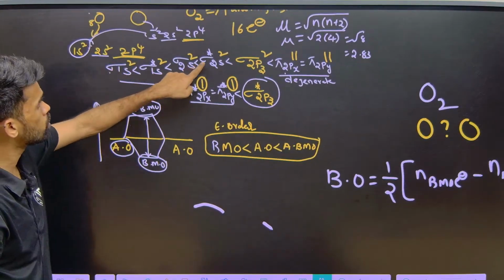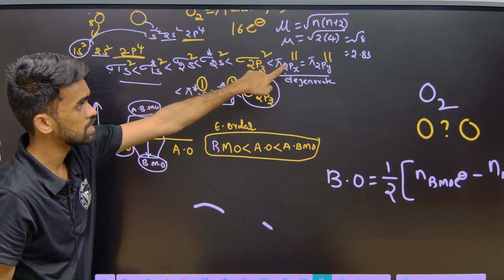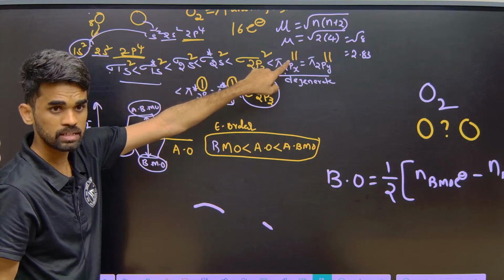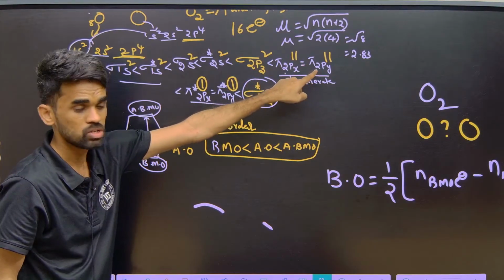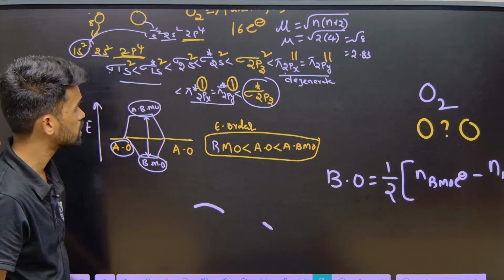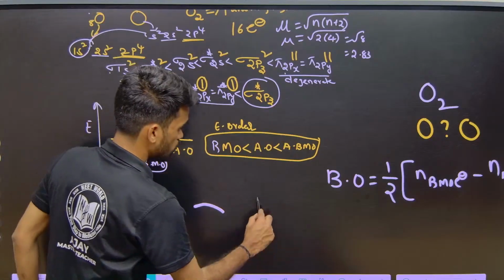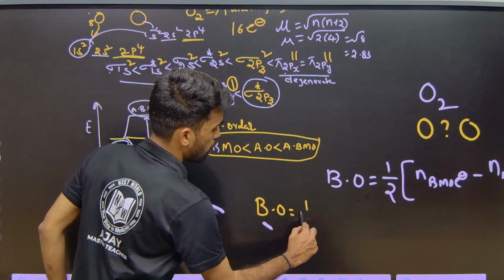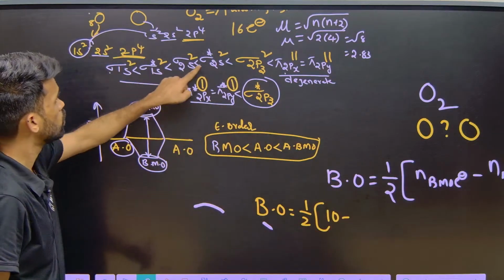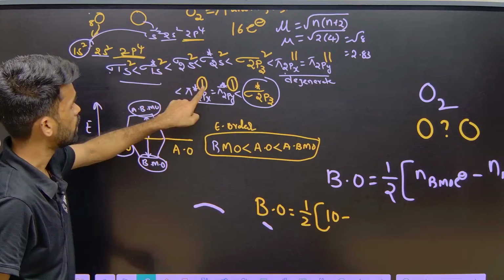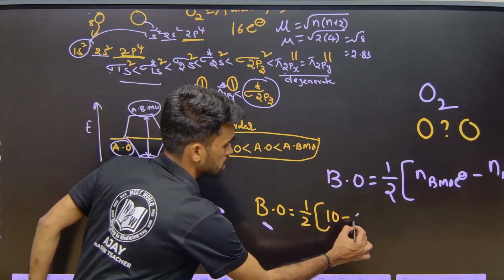2, 4, 6, 8, 10. 2 electrons, these are. So how many bonding molecular orbital electrons are there? 10. Okay, so bond order will be half into 10 minus antibonding, you just count 2, 4, 5, 6. Okay, so 6 electrons here.